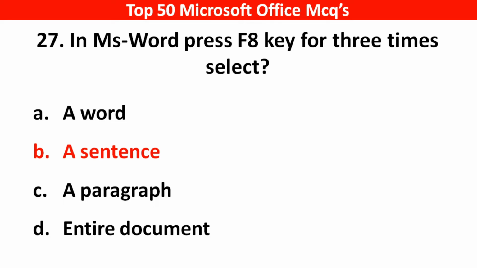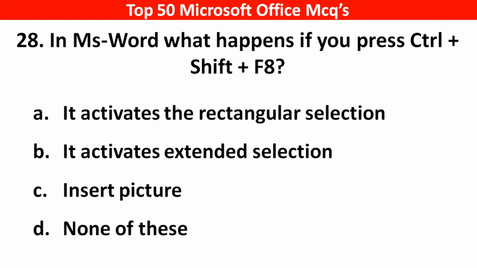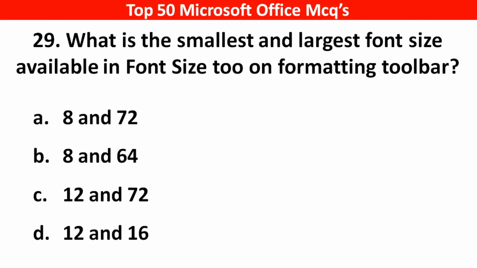Next question, in MS Word, what happens if you press Ctrl plus Shift plus F8? Right answer is option A, it activates the rectangular selection. Next question, what is the smallest and largest font size available in font size on the formatting toolbar? Right answer is option A, 8 and 72.